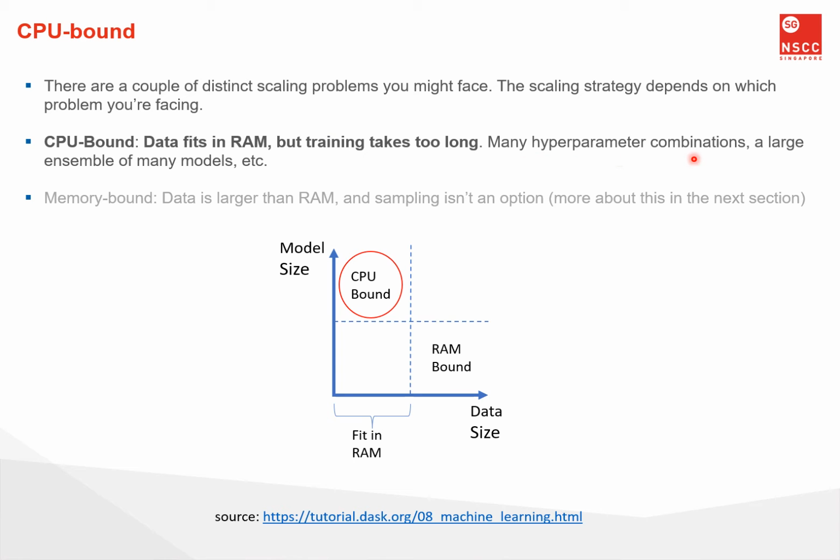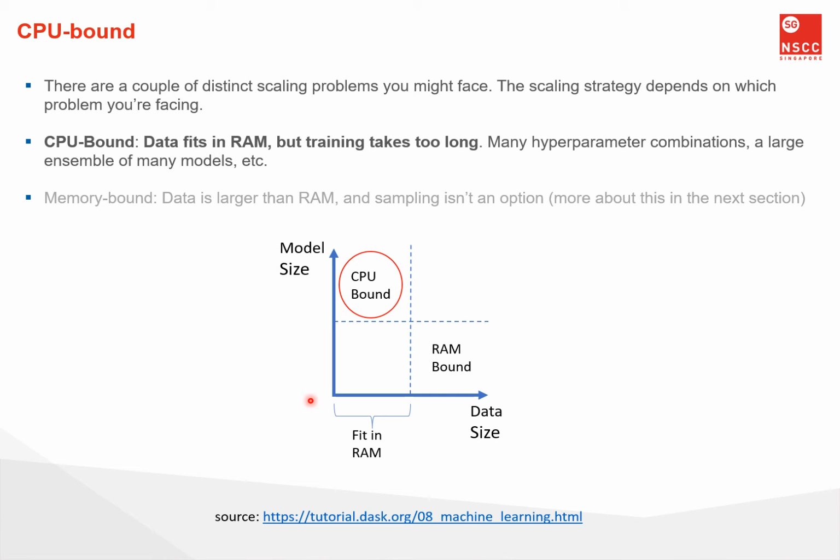And there are many hyperparameter combinations to try, so a large grid search is necessary. Or lastly, there's actually a very large ensemble of various models that you try to combine together.